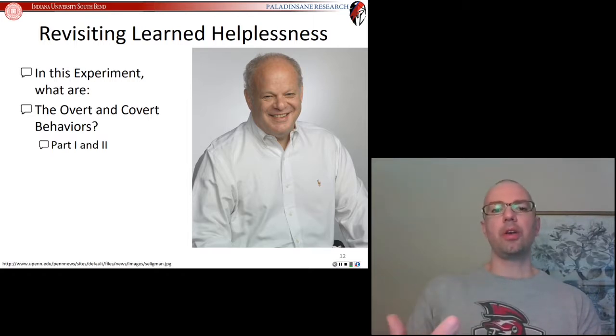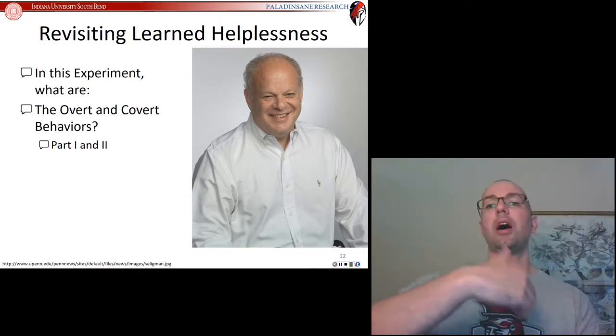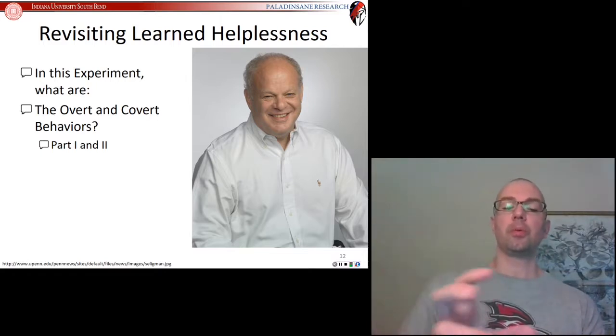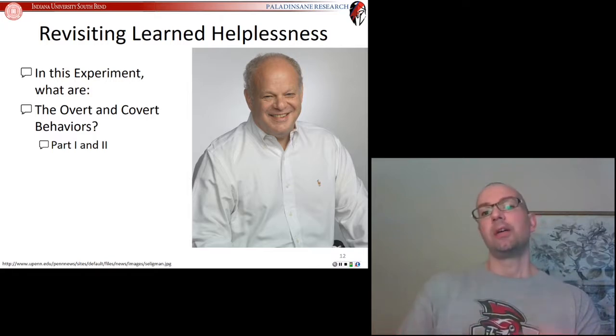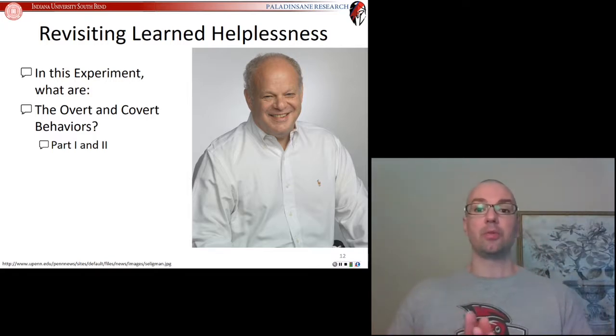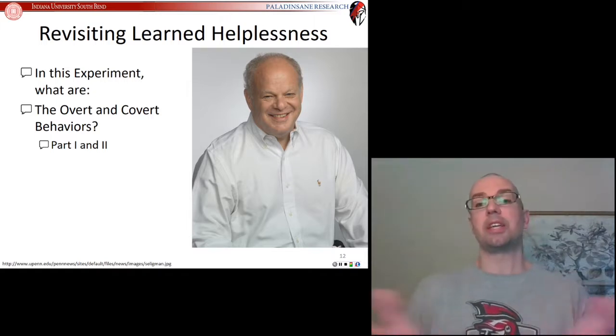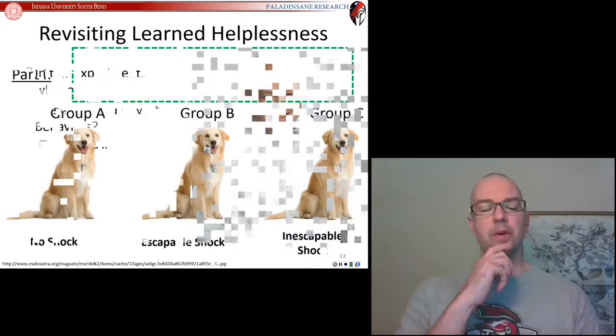All right, so what are the overt and covert behaviors? What are the behaviors that were overt, that could be observed by somebody other than the person performing the behavior? And what were the covert behaviors that could only be observed by the person performing the behavior, in this case, by the dogs? So the overt behaviors might require a little bit of speculation. The covert behaviors will require complete speculation because, again, they're unobservable. So let's give it our best shot and let's see what we come up with for part 1 and part 2.